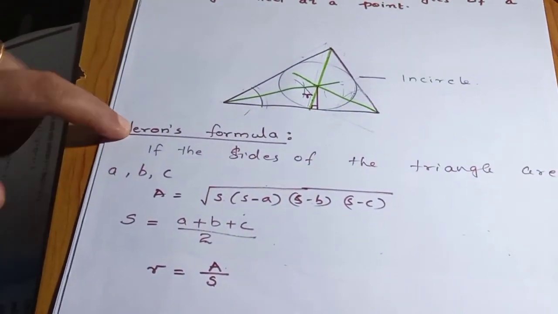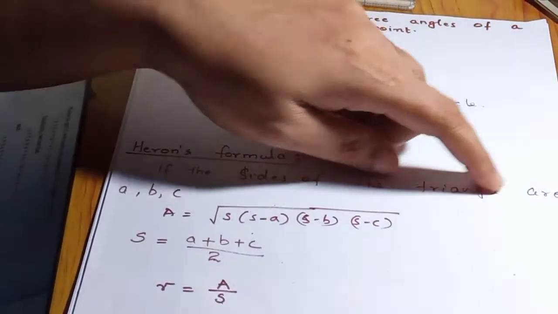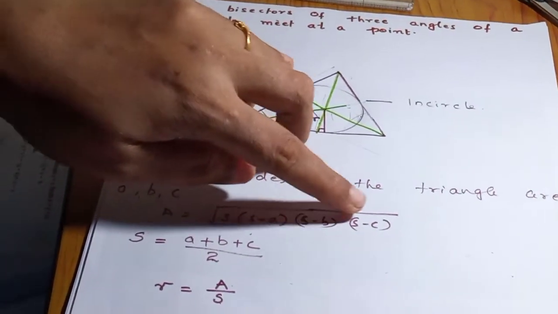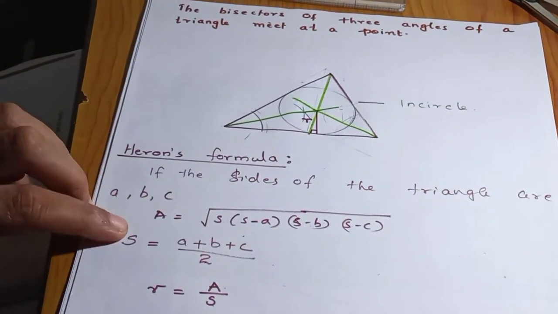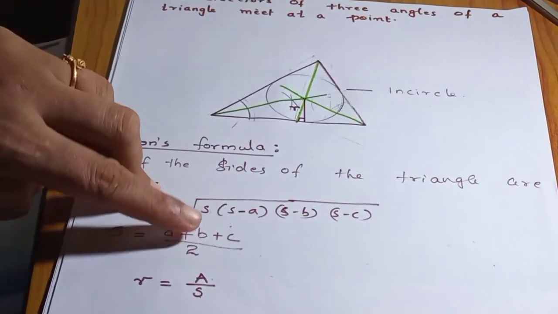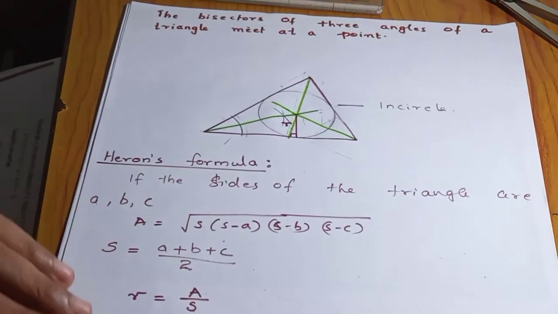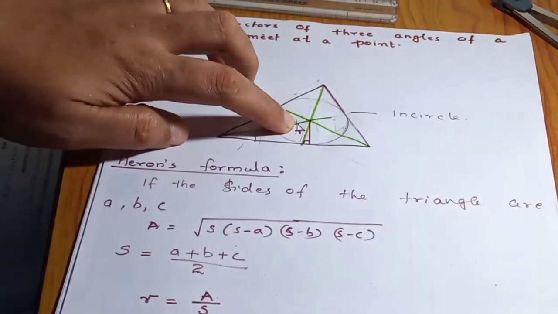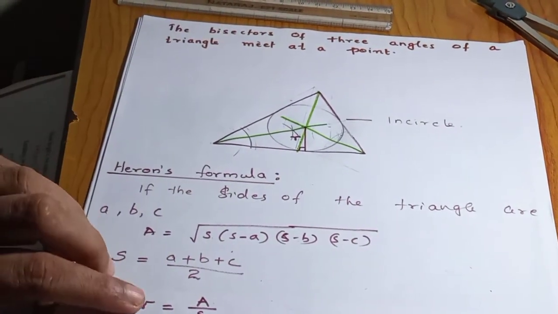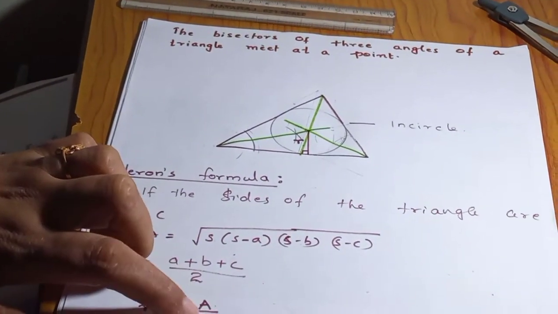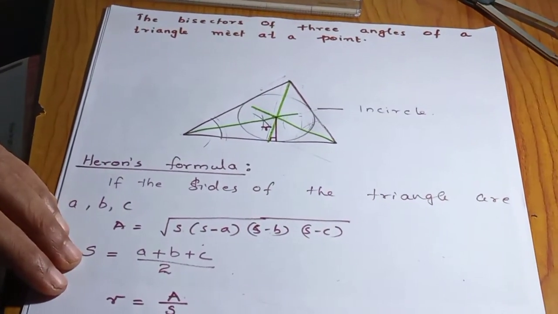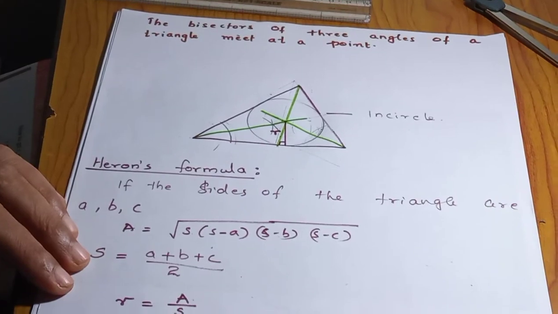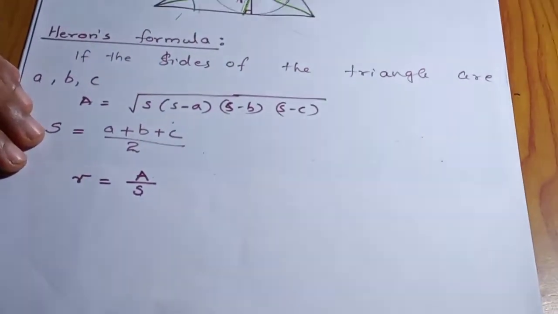And we have Heron's formula. If the sides of the triangle are a, b, c, then A is equal to root of s into s minus a into s minus b into s minus c, where s is equal to a plus b plus c by 2. And there is a connection between area, half of the perimeter, and the radius of the incircle, that is, r is equal to A by s. Okay, that is, the radius of the incircle of a triangle is its area divided by half the perimeter.